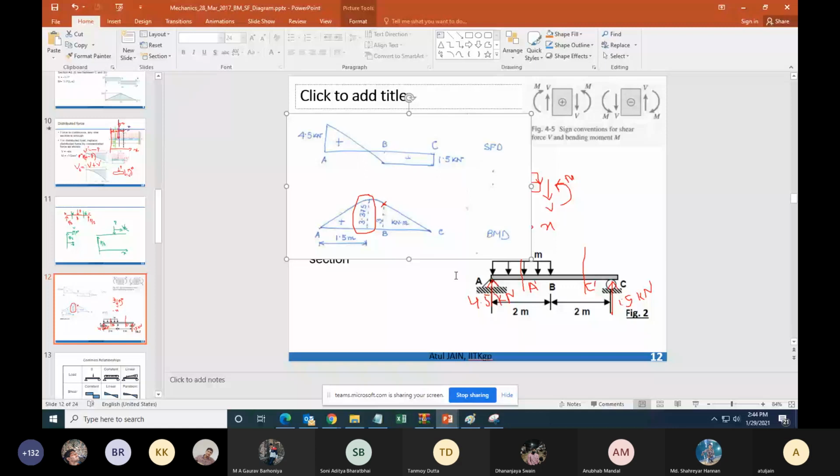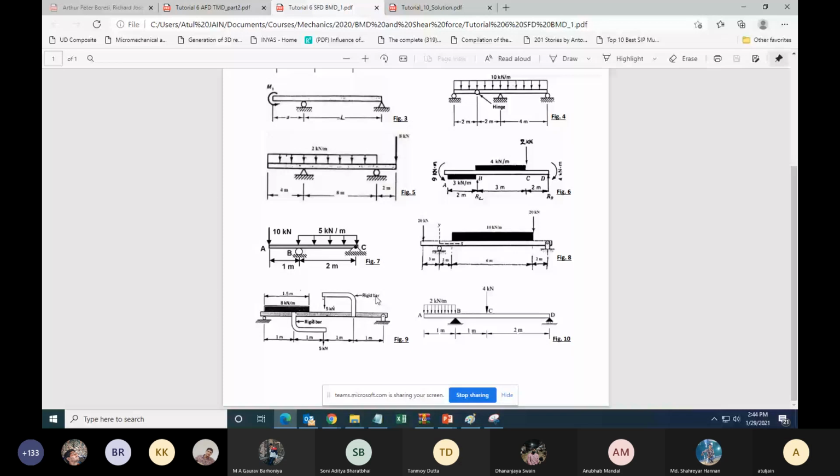Okay, so please solve question number 5 and 10, yes? Please solve 5 and 10. If there is any doubt or anything, please let me know.